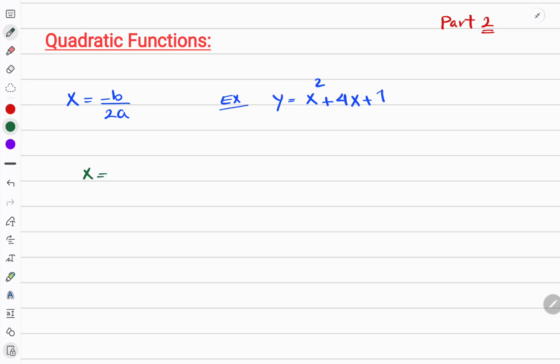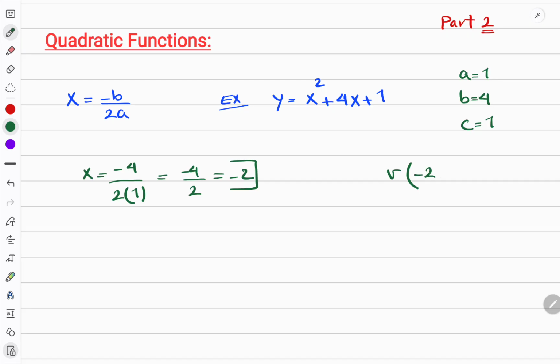Okay, x equals negative b over 2a. b is 4, a is 1, the coefficient of x squared, and c is 1. Negative b over 2 times a gives you negative 2. So the vertex has x coordinate negative 2.